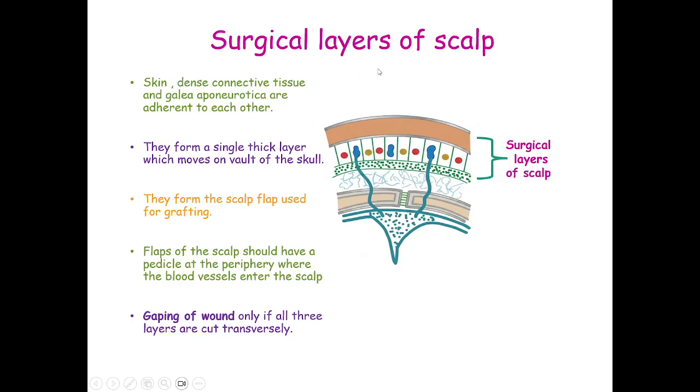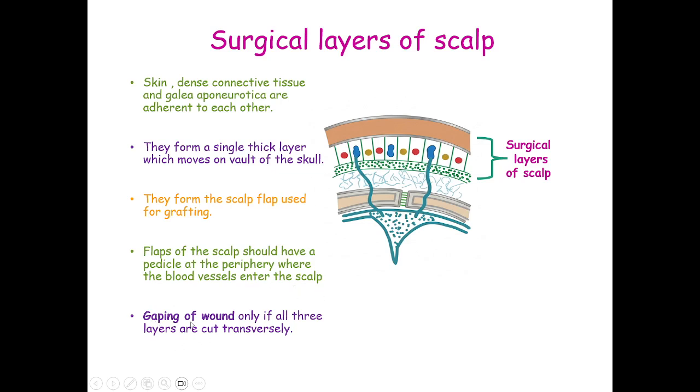Let us talk about something called the surgical layers of the scalp, as shown in this picture. The skin, dense connective tissue, and galea aponeurotica are adherent to each other. They form a single thick layer which moves on the vault of the skull. This is called the surgical layer of the scalp. They can form the scalp flap used for grafting. The flap of the scalp should have a pedicle at the periphery where the blood vessels enter the scalp.